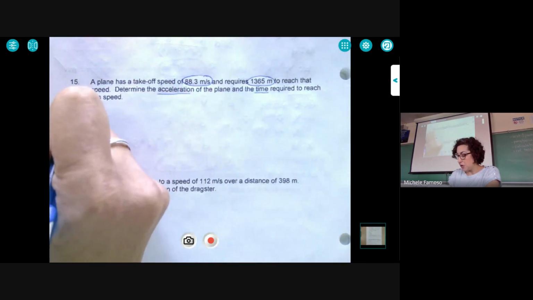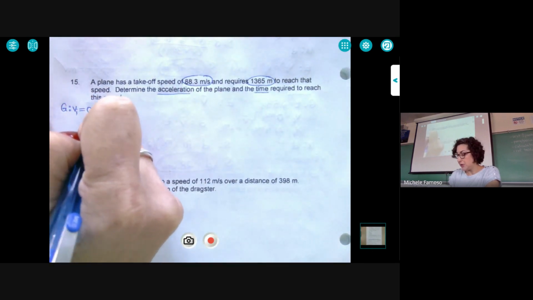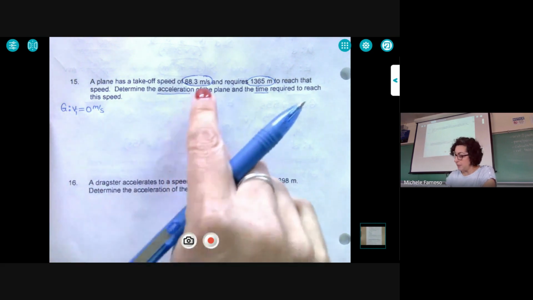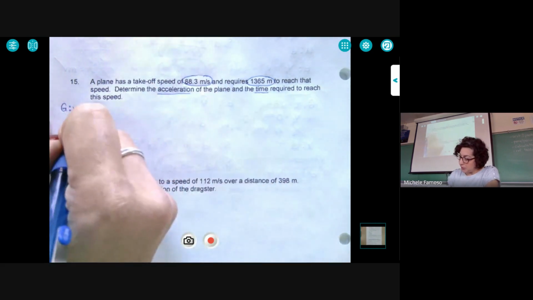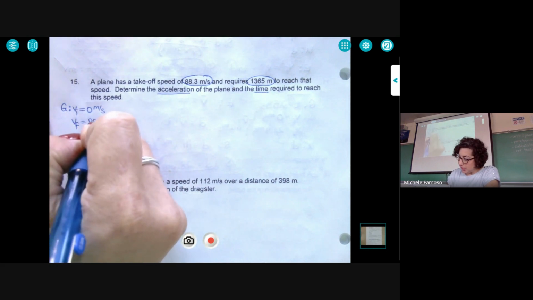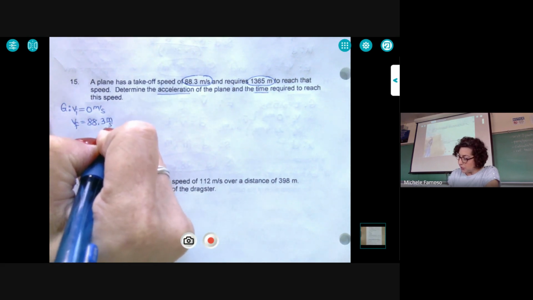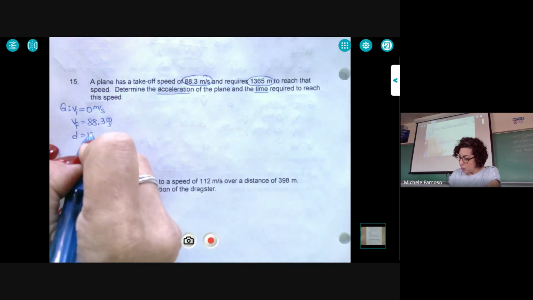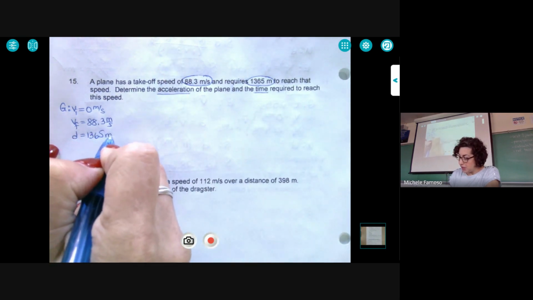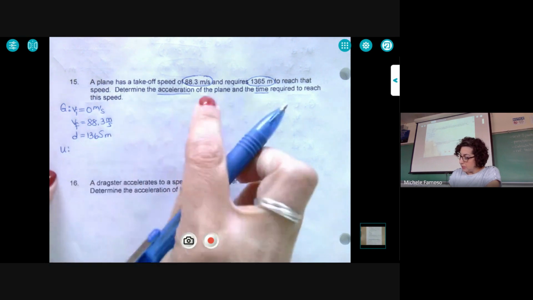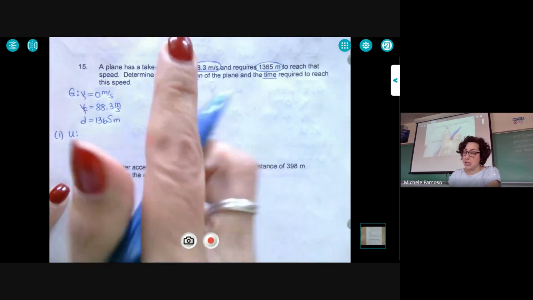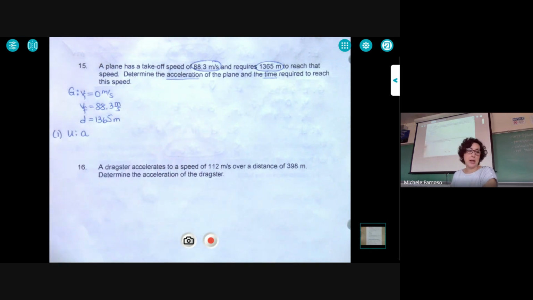The first thing, of course, is the initial speed is 0 meters per second because this is an airplane taking off down the runway. This would be our final speed, VF, which is 88.3 meters per second. And that, of course, is a distance value, D, 1,365 meters. The first unknown that we're going to tackle is finding the acceleration, A.